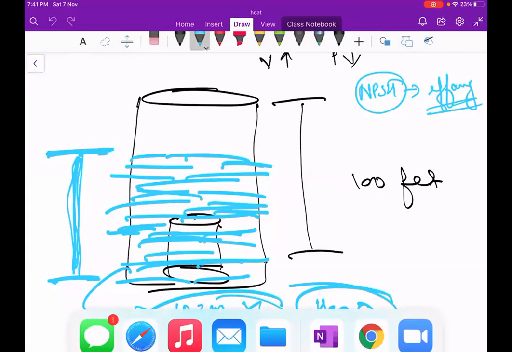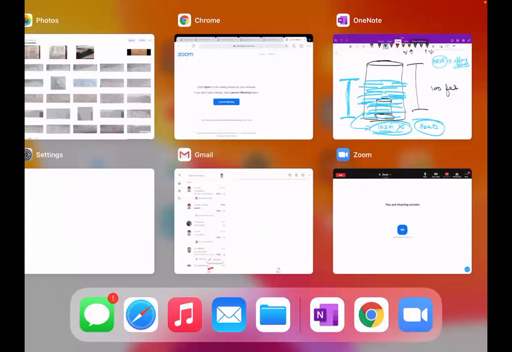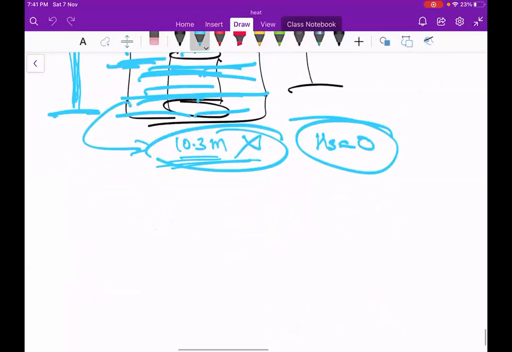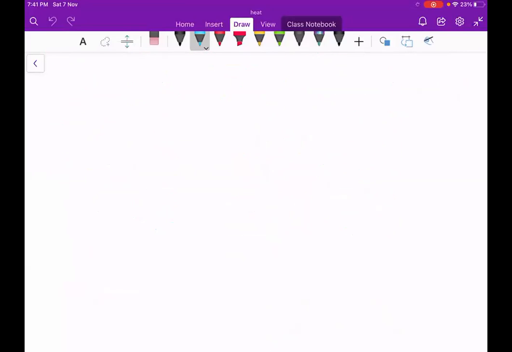So if you see all these points, we are using all these points basically for the liquids.